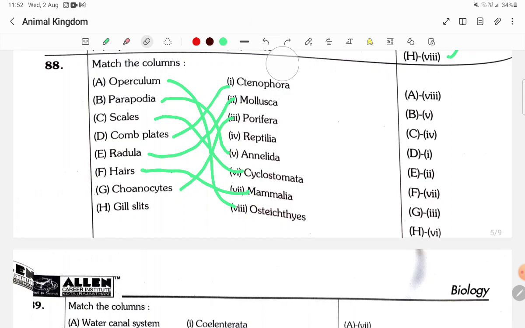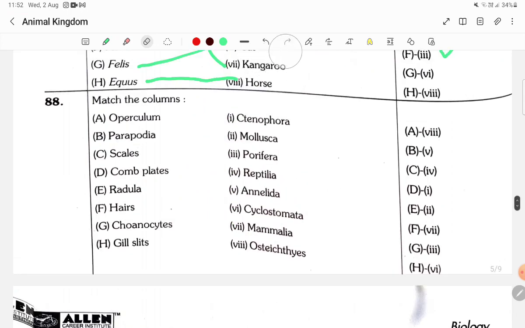I think I have made a mistake. Gill slits are present, let's do it again. Gill slits are present in the fishes, and here among fishes we have cyclostomata and osteichthyes. So we also have scales, so that will go for osteichthyes, and gill slits are found in cyclostomata. Okay, so coenocytes are found in porifera, there is no doubt, I guess. And hairs are the characteristic feature of mammal. Okay, no issue.